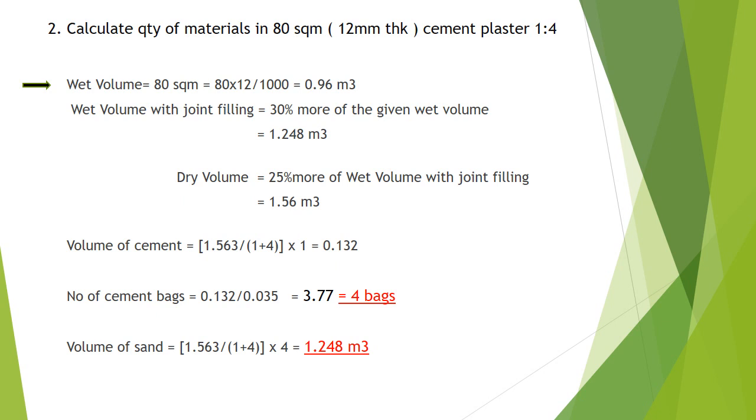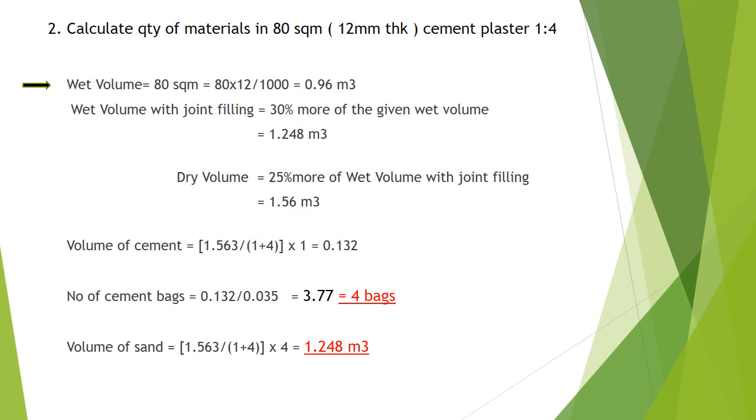Next, the sum is the same as the first one. Volume of cement is equal to the total volume divided by sum of the ratios into the ratio of the cement, which is 0.132. Now the number of cement bags is 0.132 divided by the volume of one cement bag, which comes to 3.77, which is rounded up to 4 bags. Now the volume of sand. We need to calculate this because in the question it is given to calculate the quantity of material, not just the number of bags.